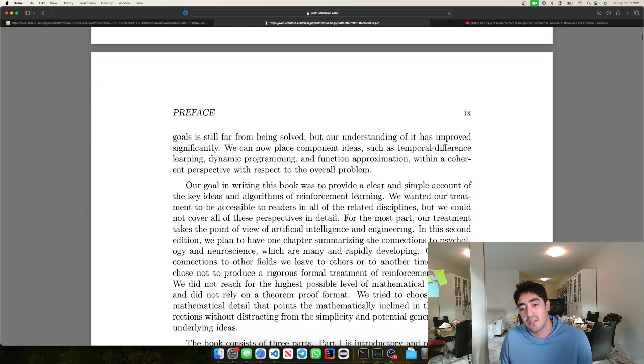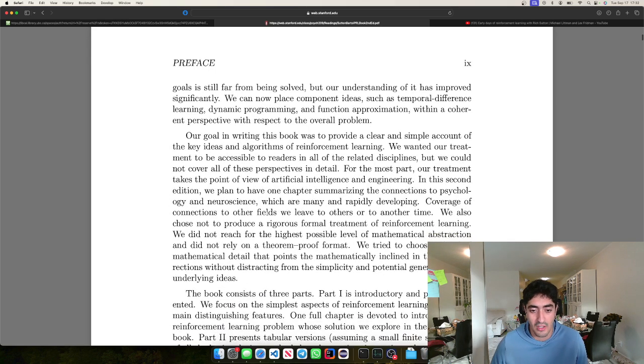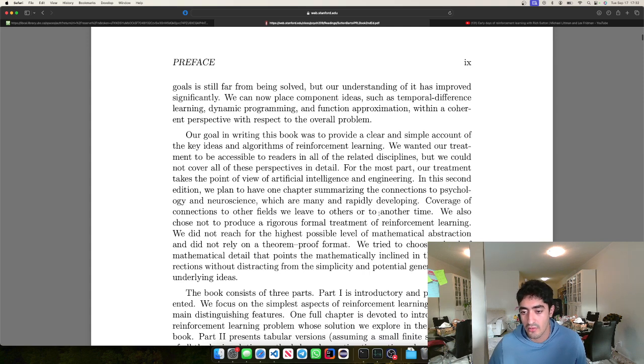Our goal in writing this book was to provide a clear and simple account of the key ideas and algorithms of reinforcement learning. We wanted our treatment to be accessible to readers in all of the related disciplines, but we could not cover all of these perspectives in detail. For the most part, our treatment takes the point of view of artificial intelligence and engineering. In this second edition, we plan to have one chapter summarizing the connections to psychology and neuroscience, which are many and rapidly developing. Coverage of connections to other fields we leave to others or to another time.